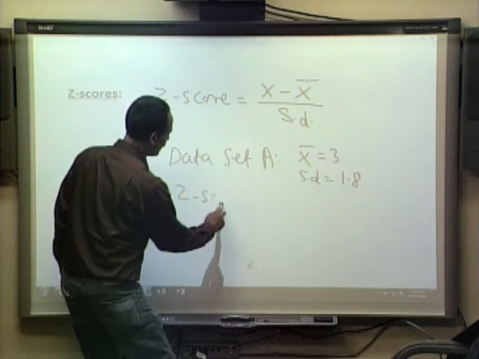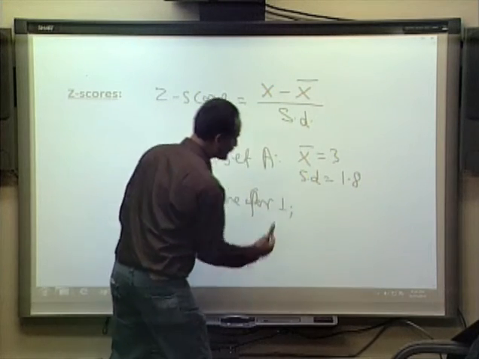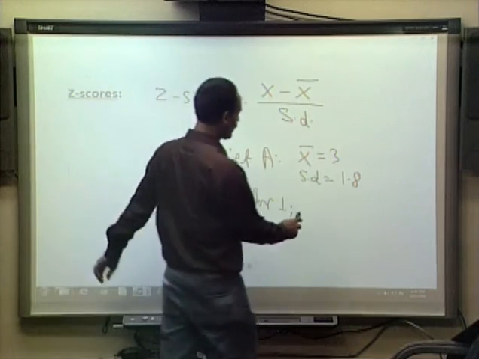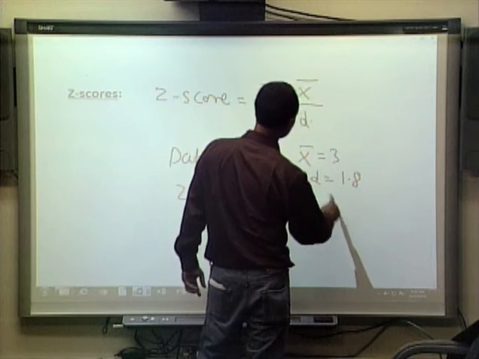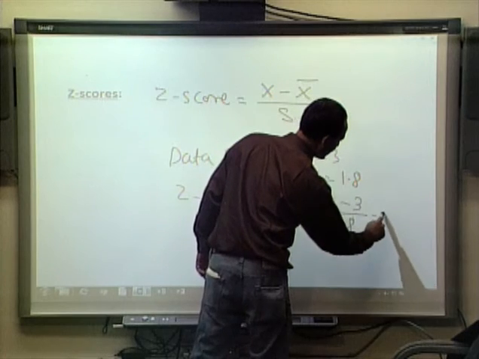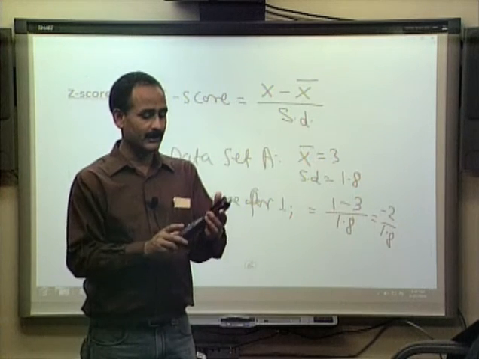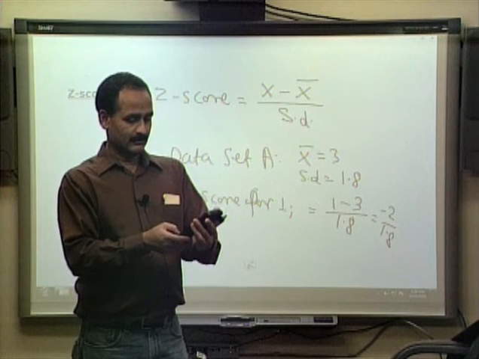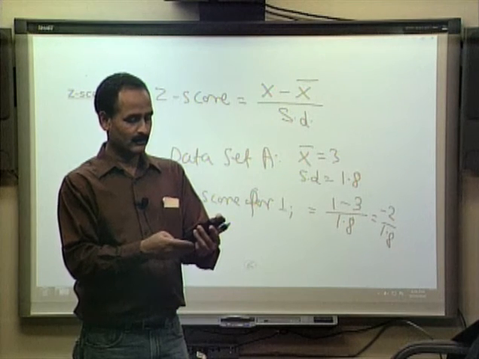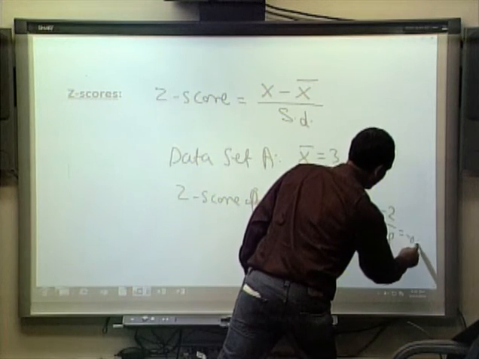Now, every individual observation will have its Z-score. 1 is an observation in the data set, so the Z-score for that observation will be 1, the observation, minus the mean, divided by 1.8. So it will be negative 2 divided by 1.8, and that turns out to be about negative 0.9. So the Z-score for that will be negative 0.9.